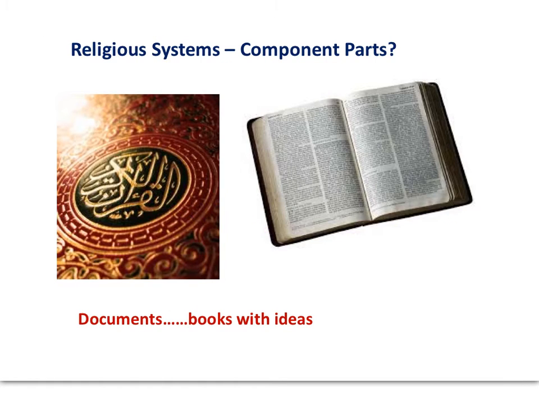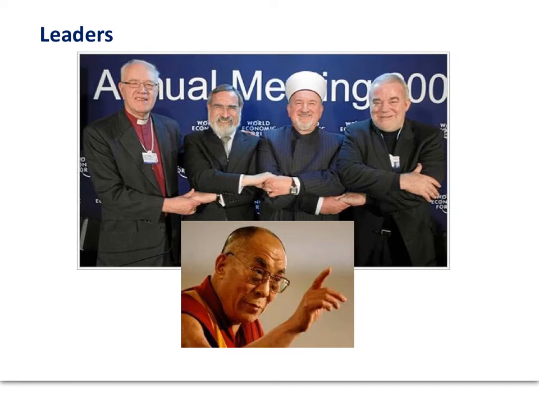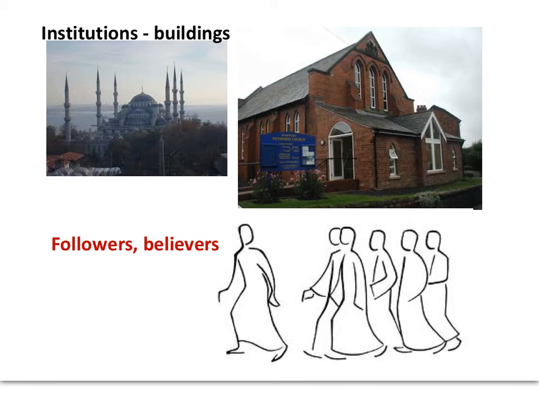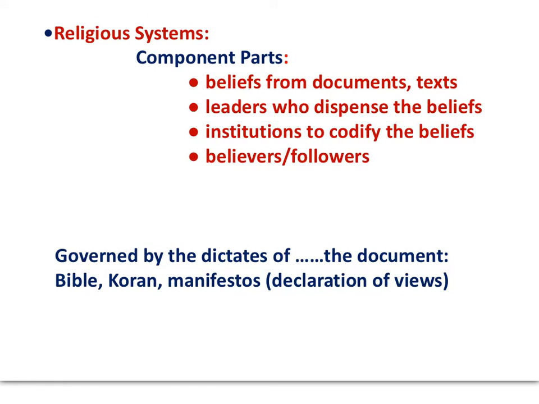Societal systems include religious systems. What are the component parts of religious systems? Certainly documents or books with ideas. Leaders are a component part of religious systems. Buildings and followers are component parts of religious systems. The component parts of religious systems include beliefs from documents or texts, leaders who dispense the beliefs, institutions to codify the beliefs, and believers and followers.